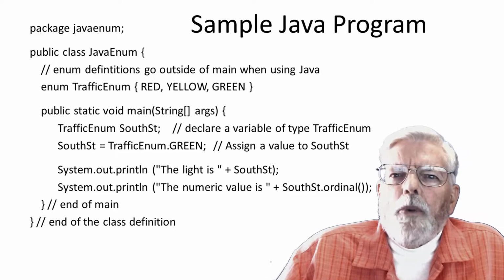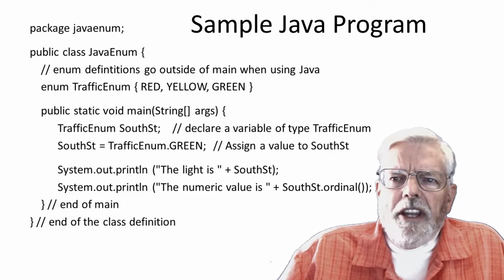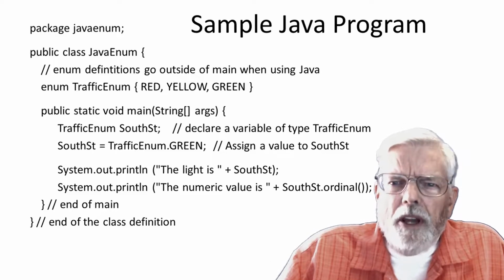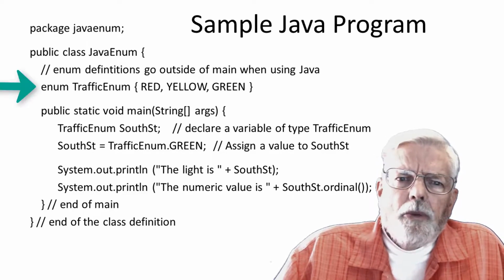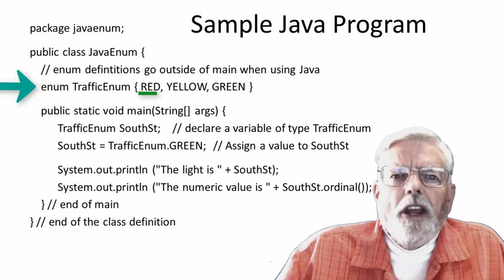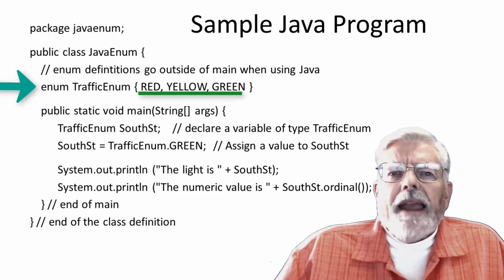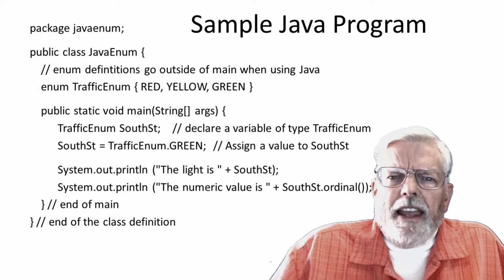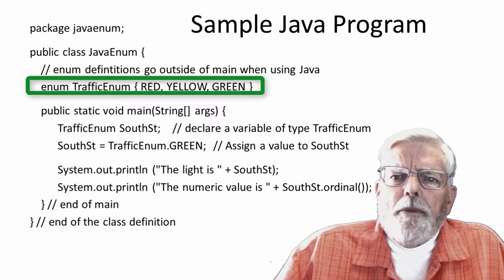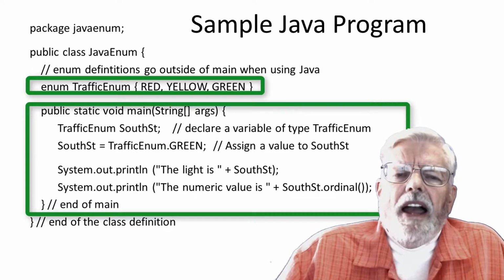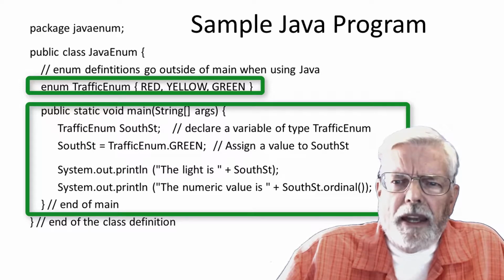Here is a sample program in Java that uses the enumerated data type. I am creating a new enumerated data type and calling it traffic enum. It only has three possible values: red, yellow, and green. I can use these values later in my program. In Java, the enum declaration must be in either its own file or placed outside of the definition for main.